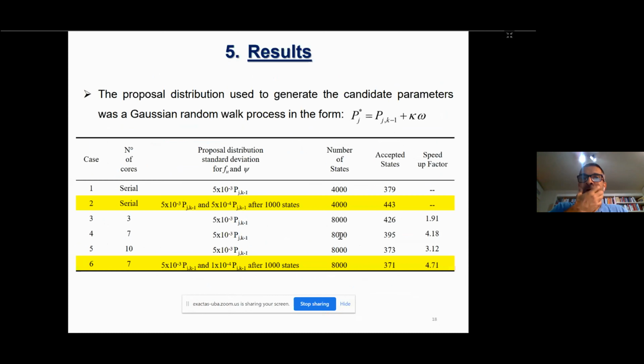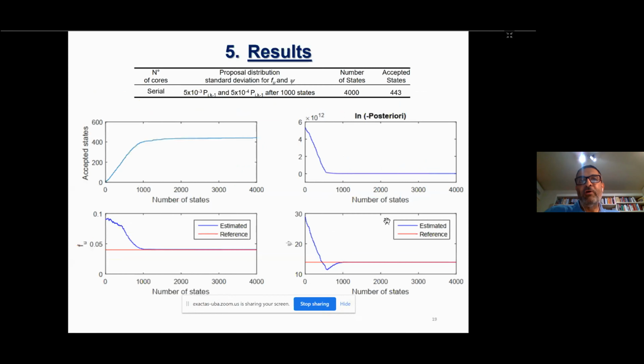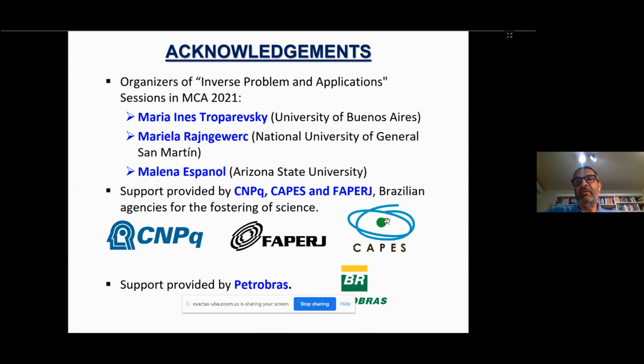The story of those cases was more or less like this. We used a constant standard deviation for the proposal distribution, and we increased the number of cores. And we noticed that the largest speed up factor was with 7 cores. So that's why we used the 7 cores for this case number 6 with a variable standard deviation for the proposal distribution. Okay. So this is a part of my answer.